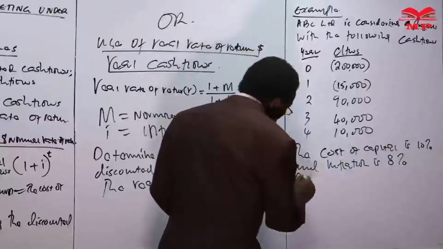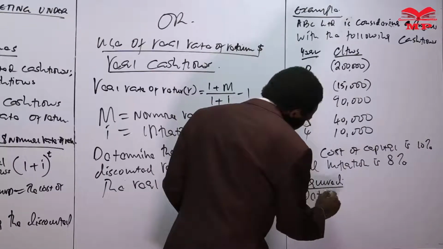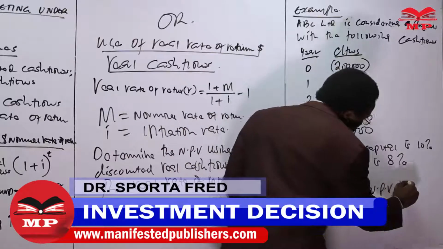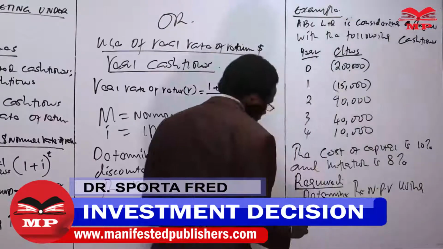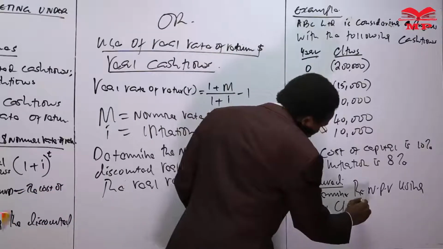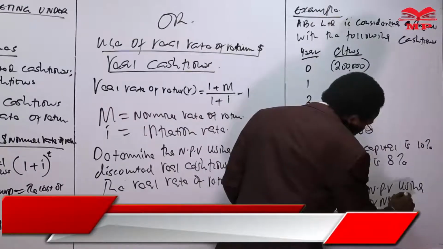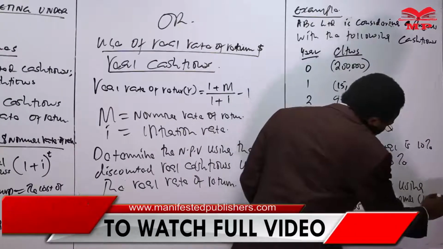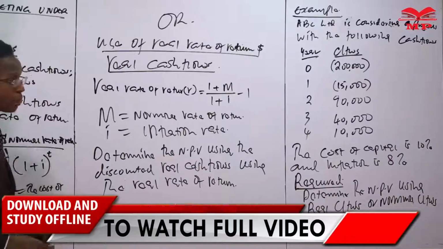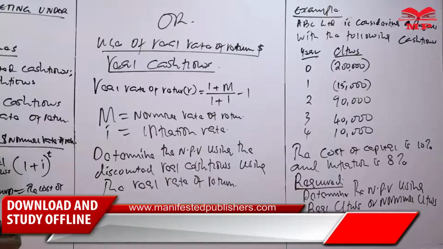So you can determine the NPV using real cash flows or nominal cash flows. We can use both. We test and confirm the NPV so that we'll see whether it will bring the same, the real cash flows or the nominal cash flows.